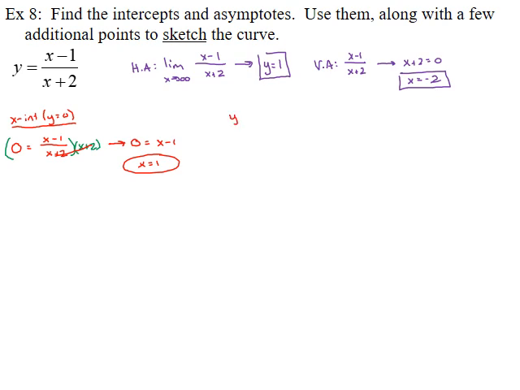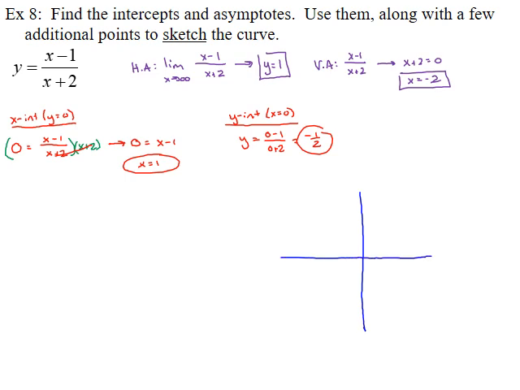Then you've got to do the y-intercept, which has a definition of x equals 0. So that would be y equals 0 minus 1 over 0 plus 2, which simplifies to negative 1/2. So in this case, you have one y-intercept and one x-intercept in this problem. In the end, your goal is to graph this, so I'm going to graph really quick just what I found so far.